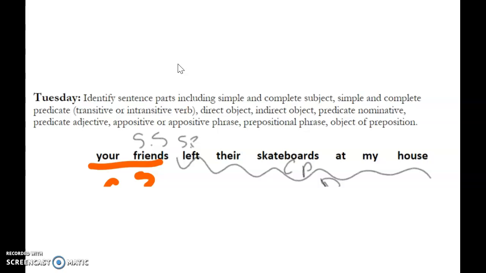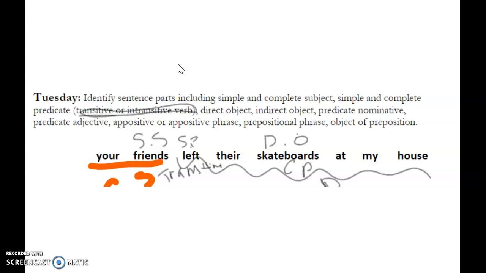We need to decide if our simple predicate is transitive or intransitive. Transitive meaning it's an action, it has a direct object. Intransitive means it's any type of verb and it does not have a direct object. So let's look at "left." Does "left" have a direct object? Well, to find the direct object, we say the subject, we say the verb, and then we ask the question, what? Your friends left what? They left their skateboard. That's our direct object. So since there is a direct object, since "left" is an action, this verb is transitive.